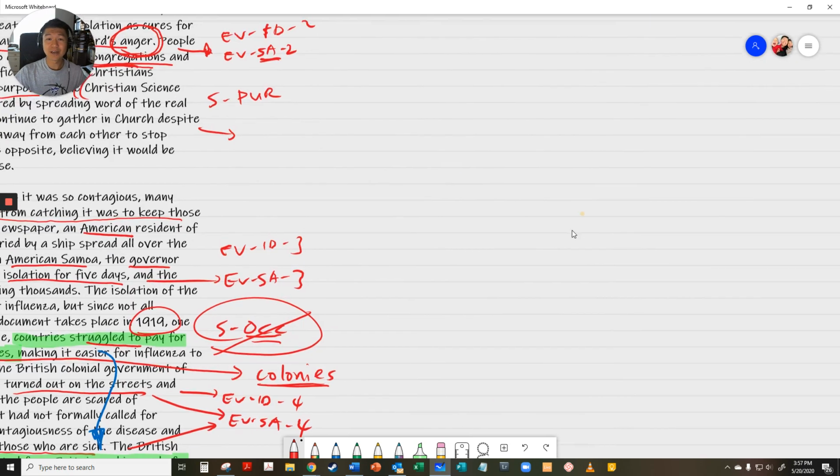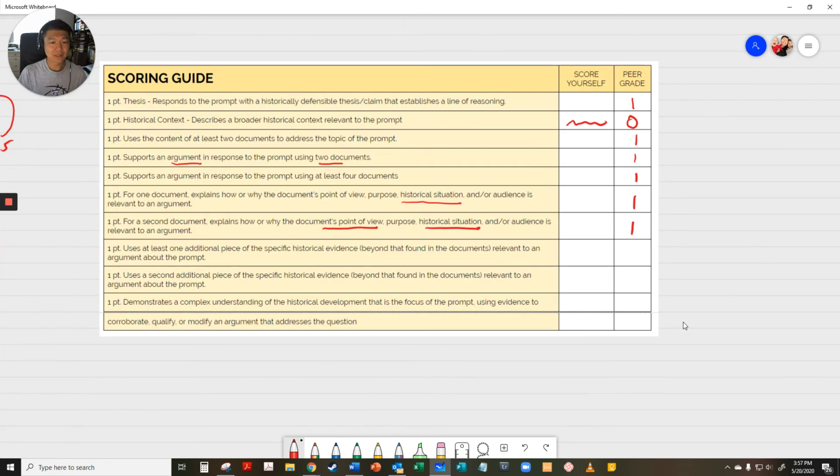So let's finally come back to the rubric here. At least one piece of evidence beyond the document: there was none here. There was no second attempt. And complex understanding, again, kind of a unicorn point. I wouldn't focus on that too much here. So we're having a 1, 2, 3, 4, 5, 6. So 6 points, which is fantastic, actually.